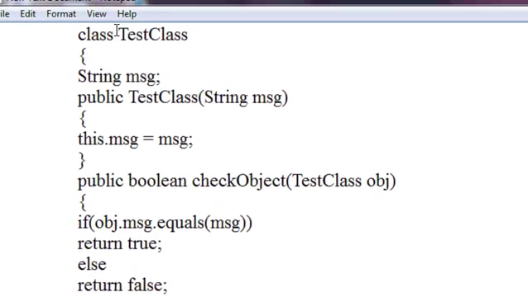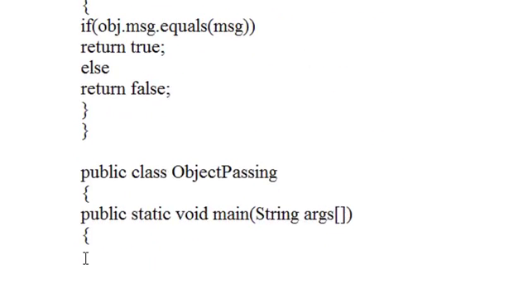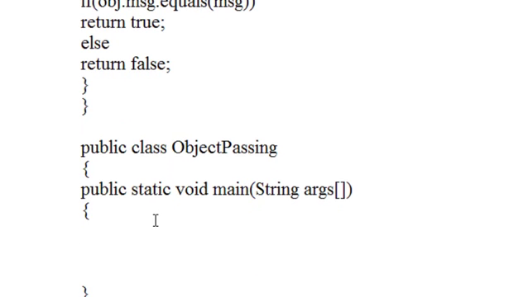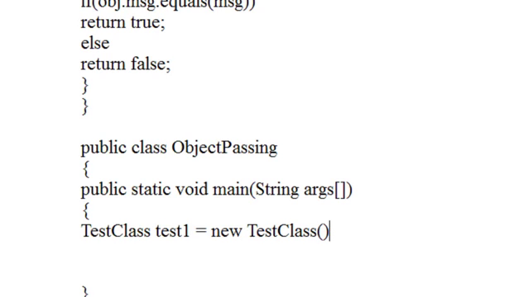Now I am going to create two objects of this class called TestClass. TestClass test1 is equal to new TestClass. I just pass a string here. I just pass apple.